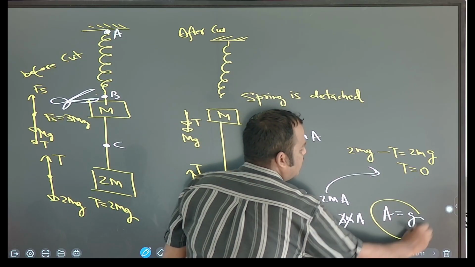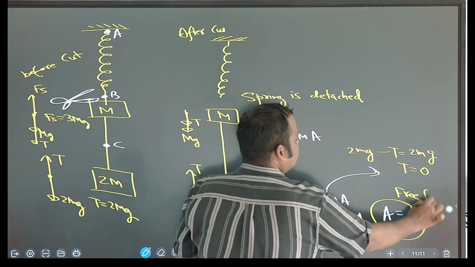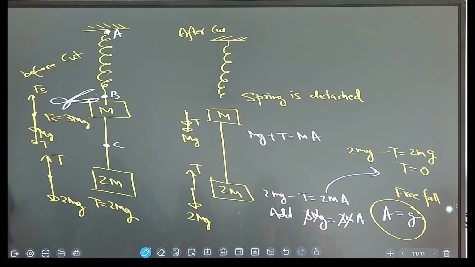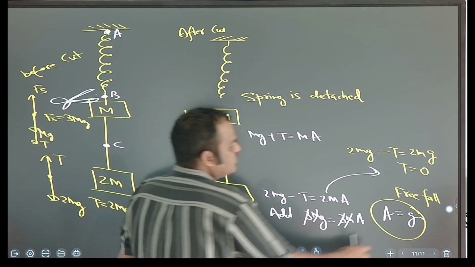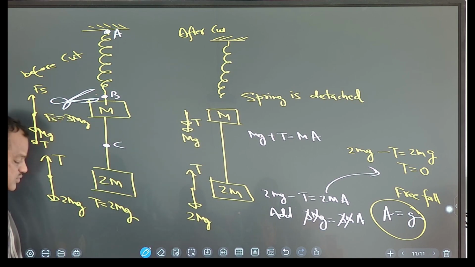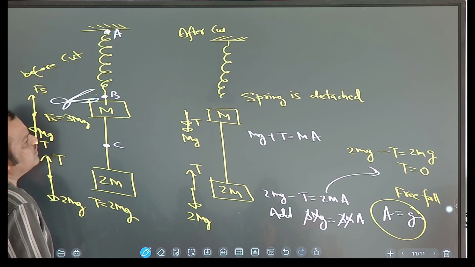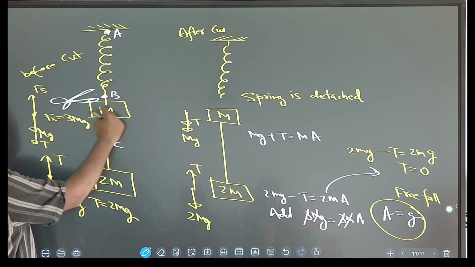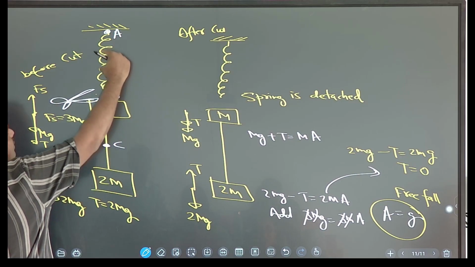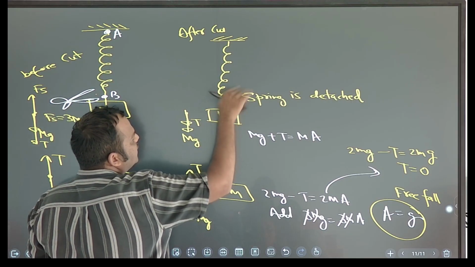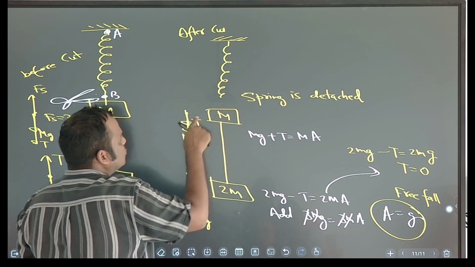This is known as free fall. What is free fall? Free fall means what is acceleration? g. When acceleration is g, that is known as free fall. Note down. So acceleration is g, free fall. Okay, clear? So when you cut at B, block M and spring have no connection, detach. So no spring force.